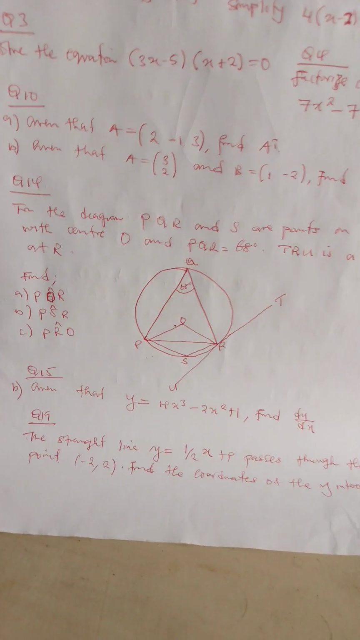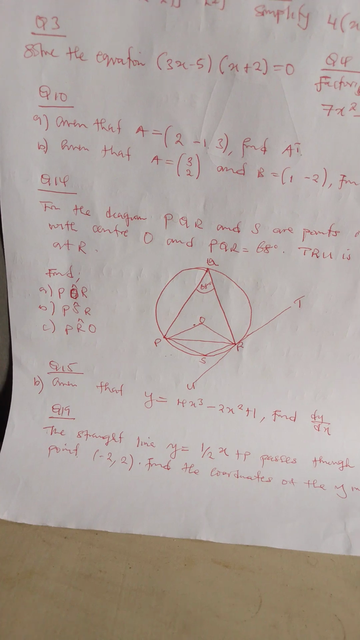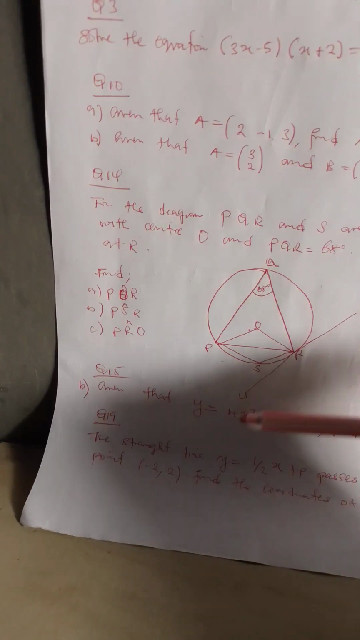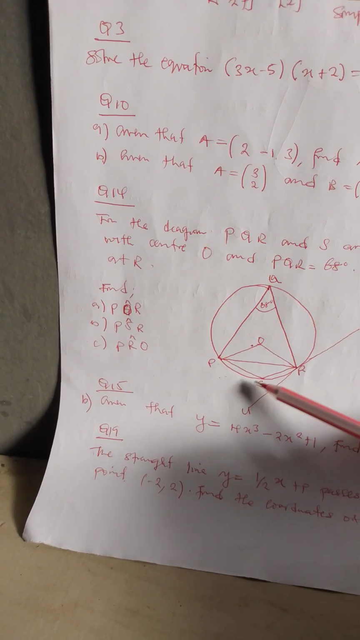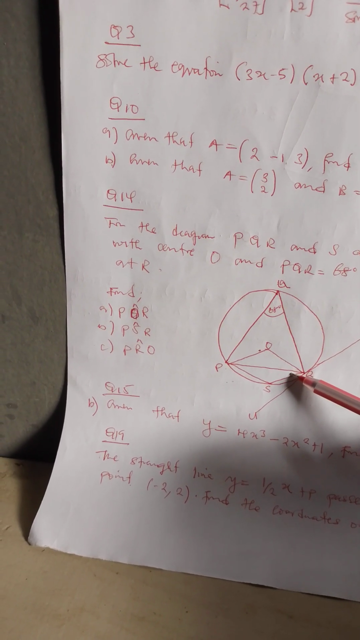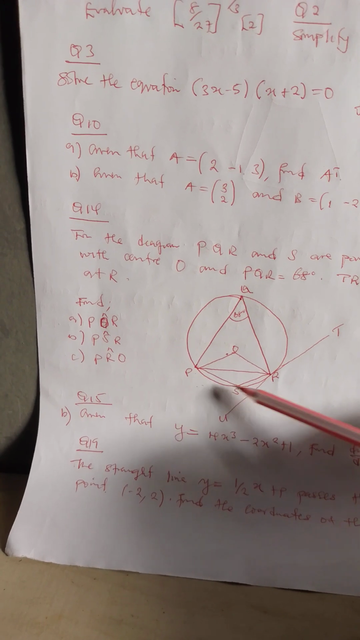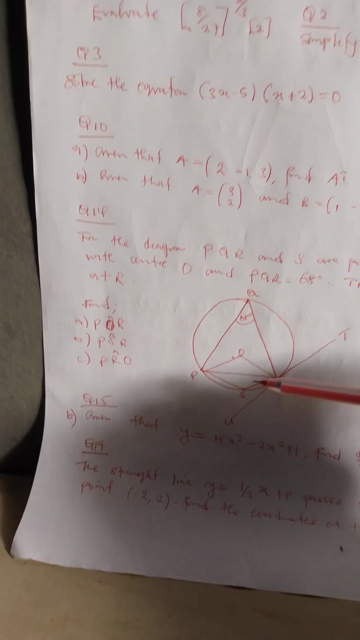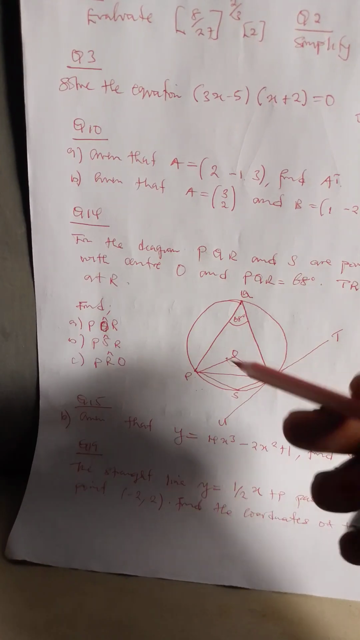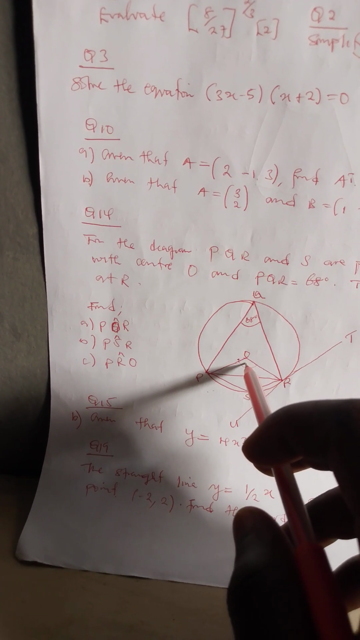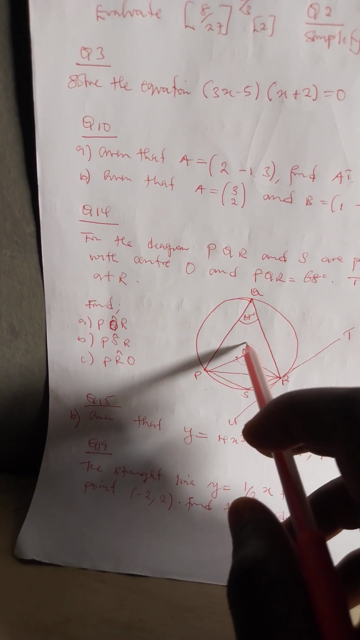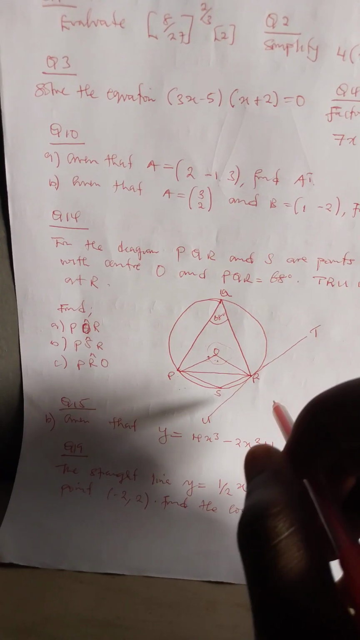Part B reads, we are finding angle PSR. To find this angle, since we know that here we have this angle which is 136, let's find the remaining angle so that together they give us 360.